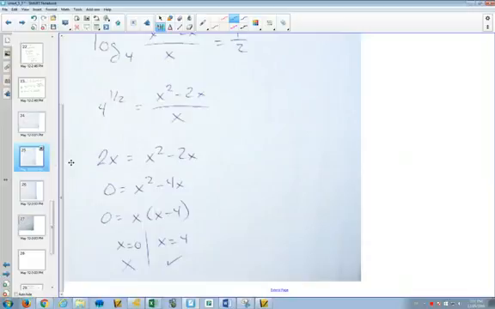But the problem is when you plug in 0, then you take log of 0, which is not allowed. Yes?